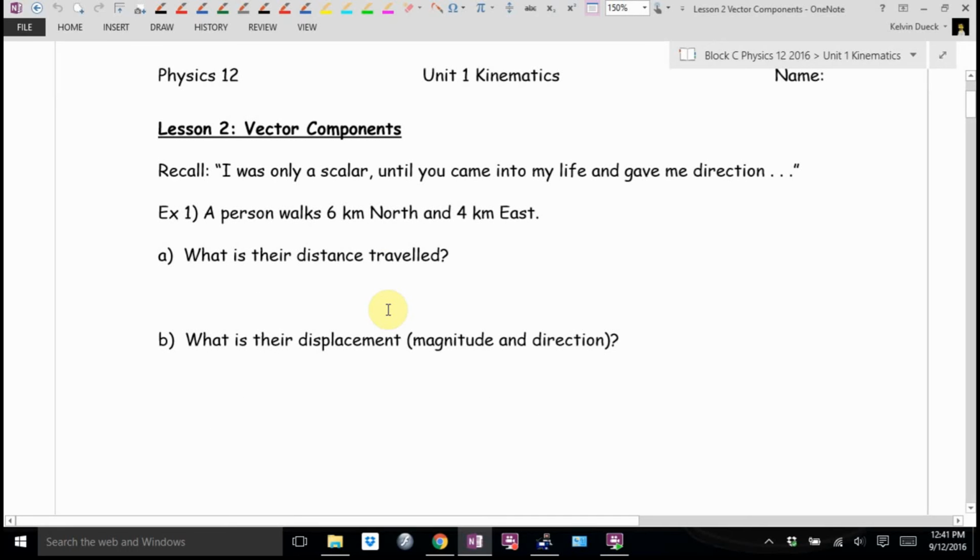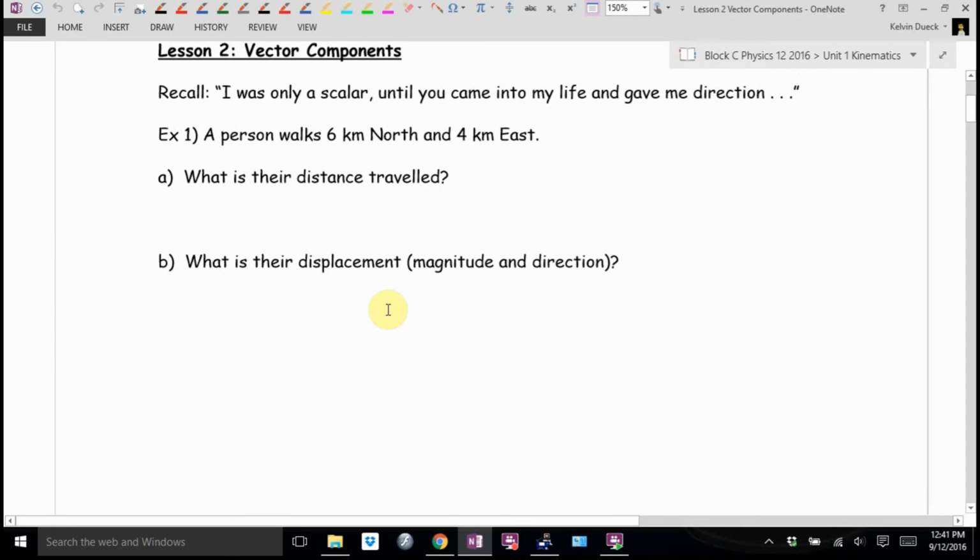We spent all of last day really talking about how you can answer example 1. A person walks 6 kilometers north and 4 kilometers east. What is their distance traveled? This we can do in our head. I hope Michael wasn't going to his calculator for that one. Michael, in your head, 6 plus 4 is 10 kilometers. No direction, because distance is a scalar.